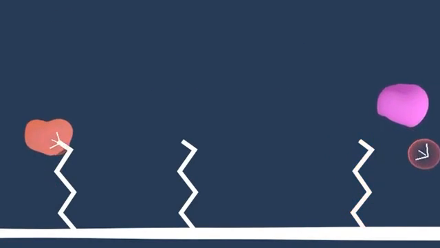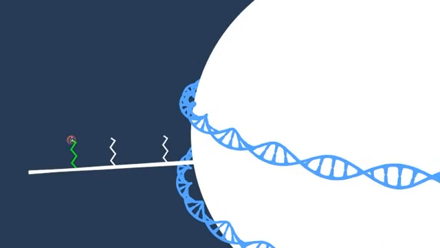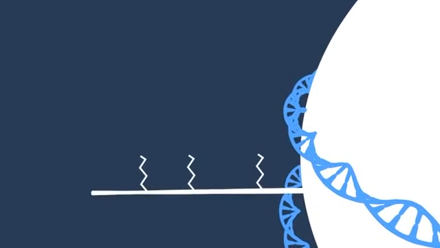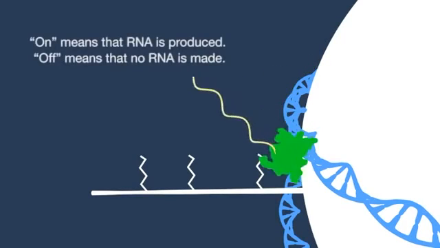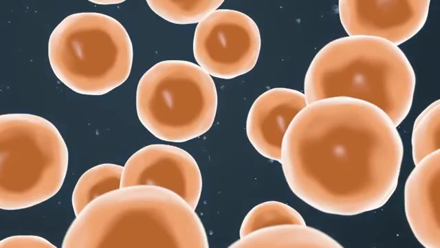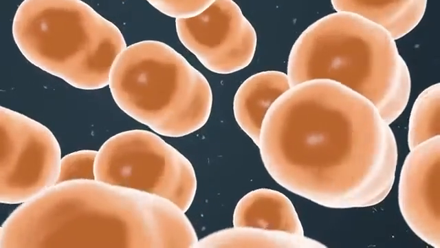That is, repressive marks can be removed, active marks can be added, and RNA production can resume, thereby converting repressed chromatin into active chromatin. The flexible nature of this process is critical for many aspects of early human development and life. The main thing to remember is that specific marks on the histone tails play a role in turning a gene on or off. On means that RNA is produced. Off means that no RNA is made. These marks help hold tissue identity and can be maintained through cell division.